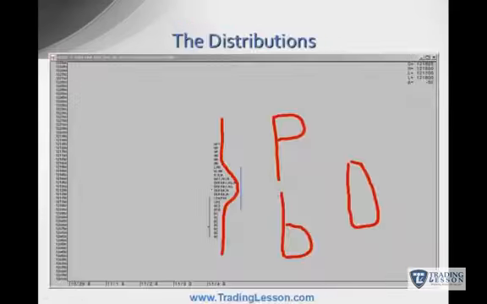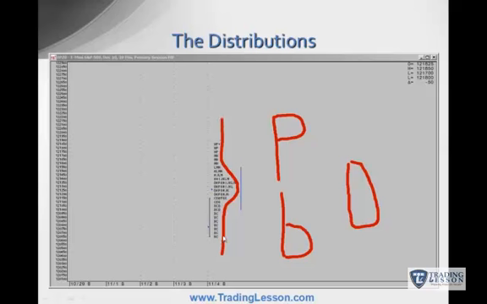The distributions have basically boiled down to this. If you read Dalton or Steidlmayer or any of these guys that have written market profile books, they have all kinds of shapes and what they mean, and I don't think they mean anything anymore. I do know that there are about 4 different distributions that I see.